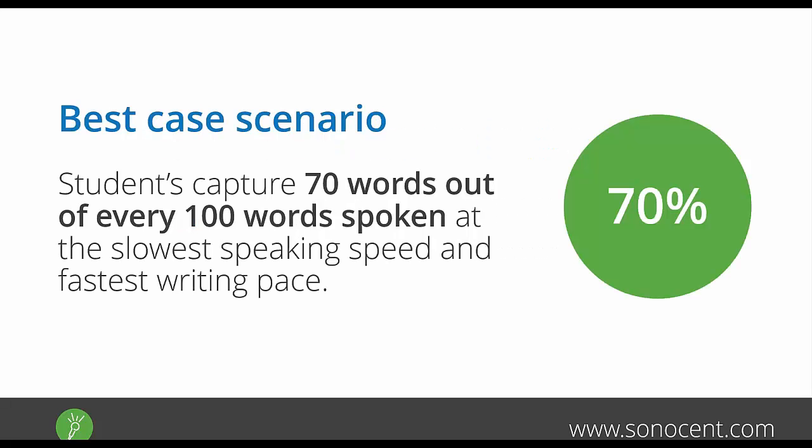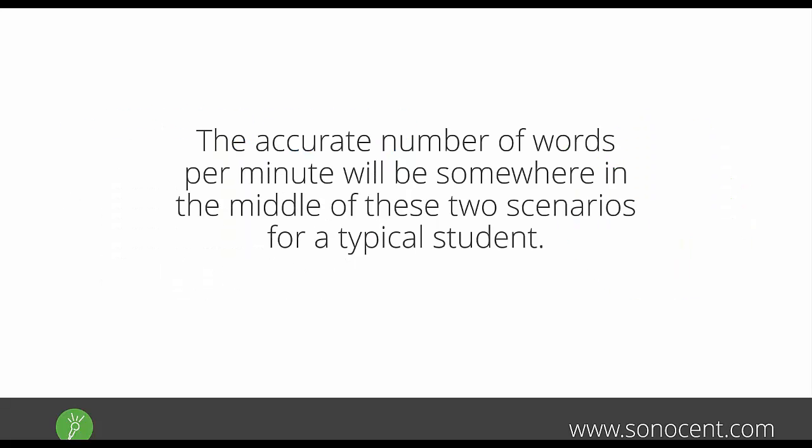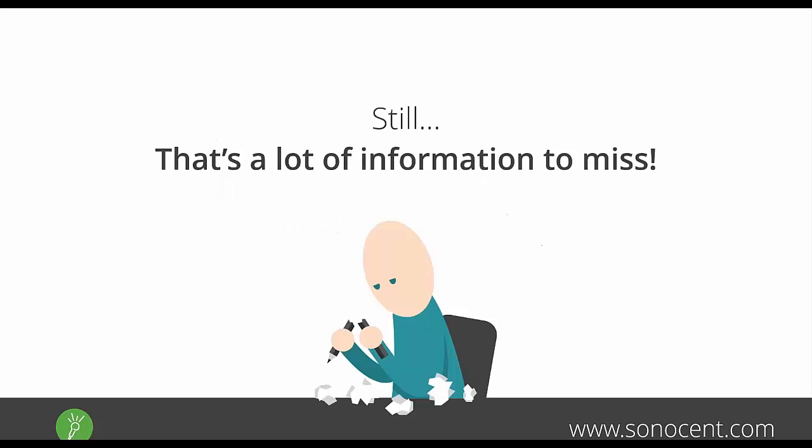So the best case scenario is capturing 70 words out of every 100 spoken, and that's at the slowest speaking speed and fastest writing pace. And the worst case scenario is capturing 28 words out of every 250 spoken at the slowest writing speed and fastest speaking pace. So as with everything, the accurate number for you will be somewhere in the middle of these two scenarios if you are taking your notes by handwriting. So still, it's a lot of information to miss.